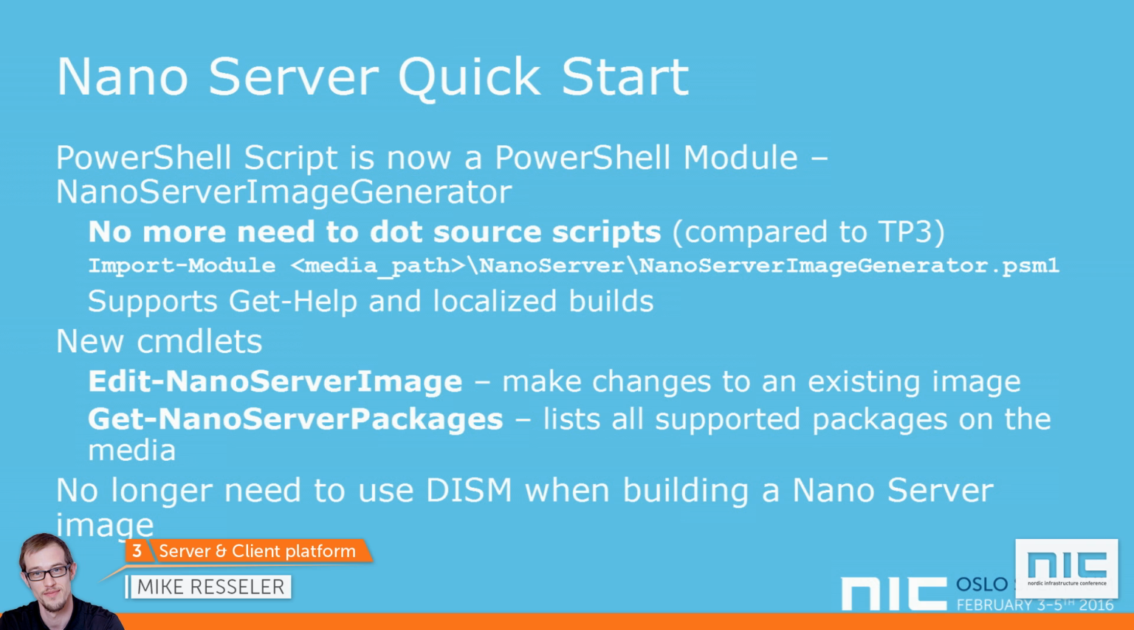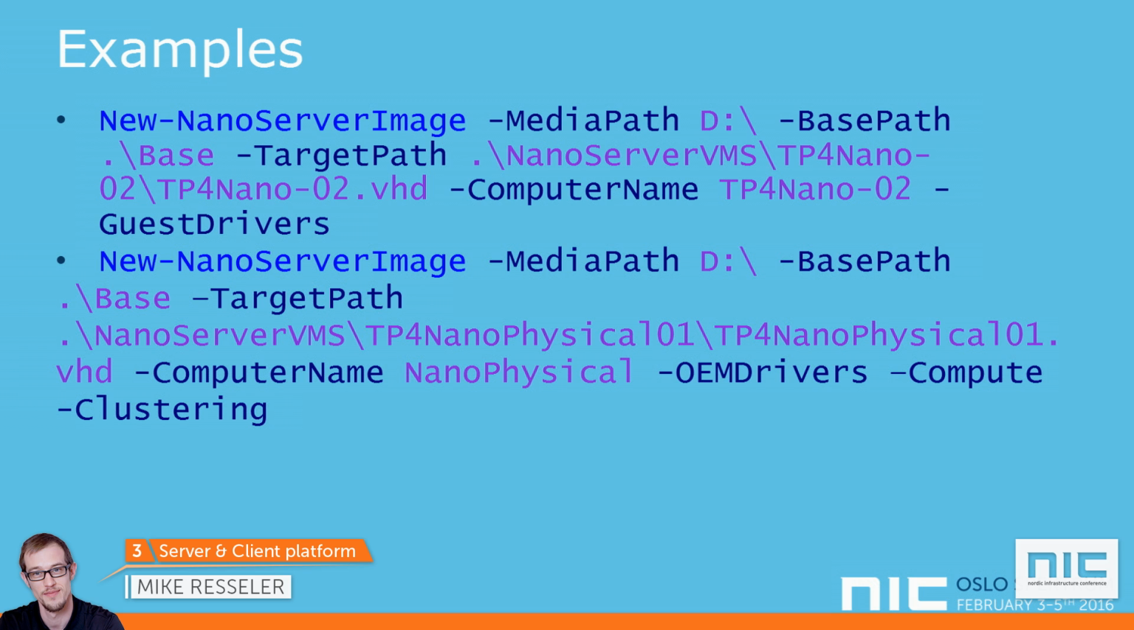And inside that module, you've got 3 cmdlets, as I said. Edit-NanoServerImage, Get-NanoServerPackage, and New-NanoServerImage. And that's all you need to do everything what you want. So let's quickly look at some examples.